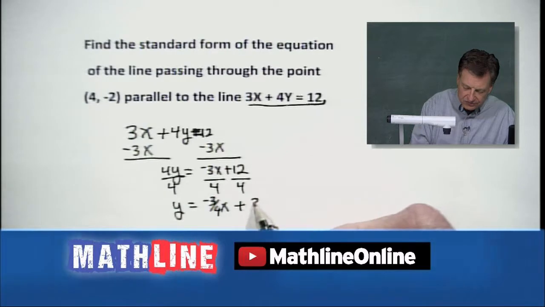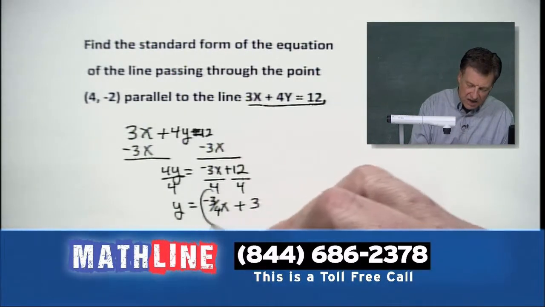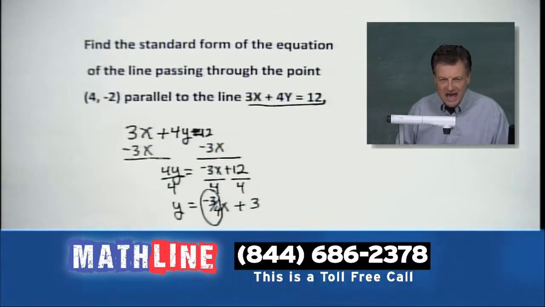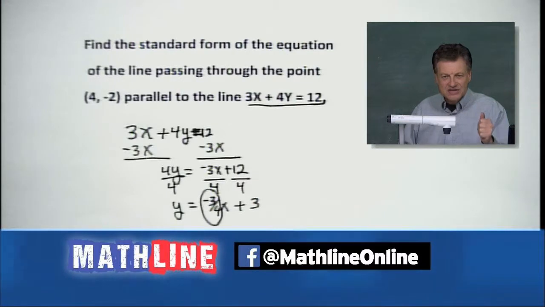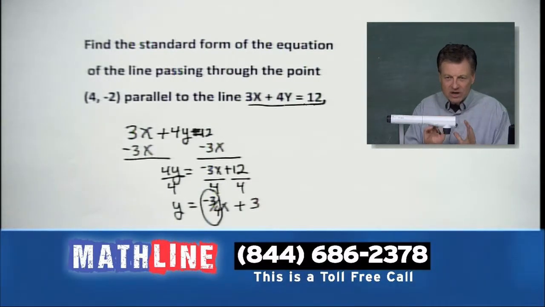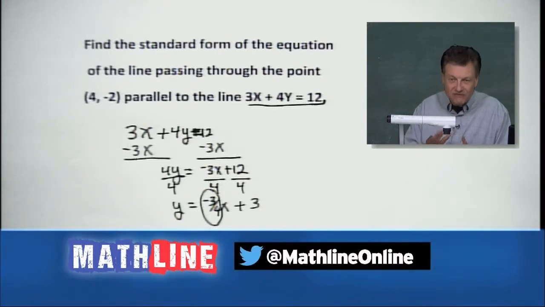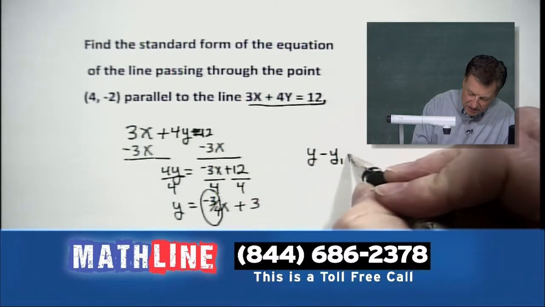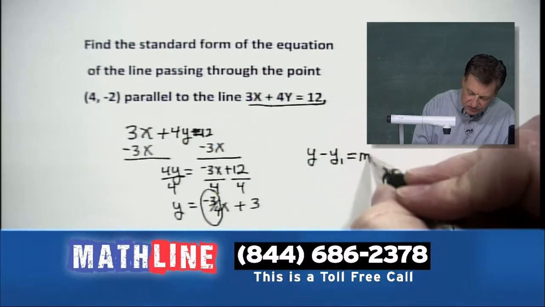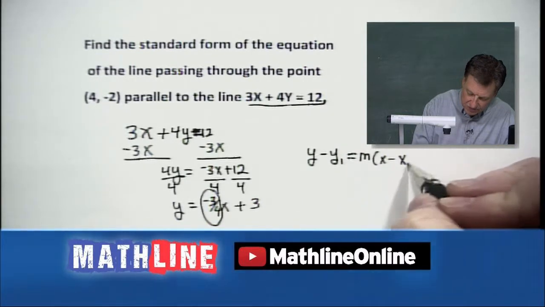And we can add plus 3, which is nice on down the road. But what we're really concerned with is this little guy right here, the coefficient of x, that fraction negative 3/4. That is our slope. So what I want to go to is what I call the multi-purpose formula for writing the equation of a straight line: y minus y1 equals the slope times x minus x1.